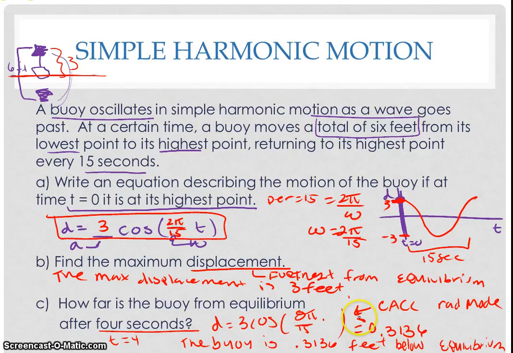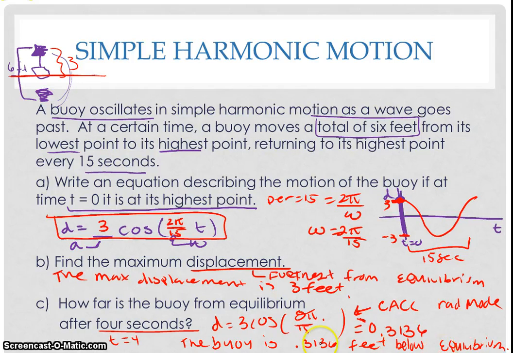So we interpret this negative displacement to mean that it's below equilibrium. If it was a positive number, it would be above equilibrium. So the buoy is 0.3136 below equilibrium. So you should interpret the negative sign as below. If it was positive, you would say above equilibrium.